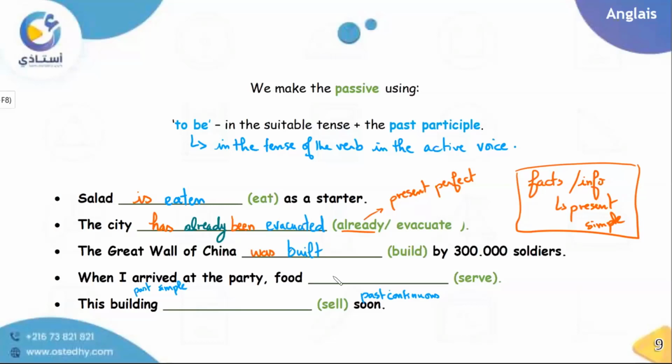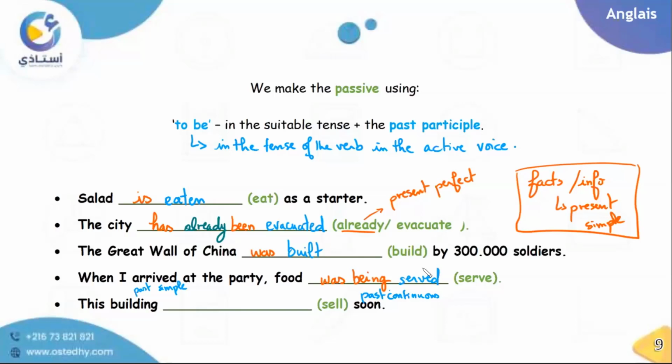By the way, this is the only time that we can use the past or present or whatever tense, continuous tense, with the verb to be. Normally, we can't use the continuous tense with the verb to be, but in the passive voice, we can use the verb to be in the continuous form. So was being, past continuous. And of course, past participle of serve, it's an irregular verb, so was being served. Then, this building, soon.